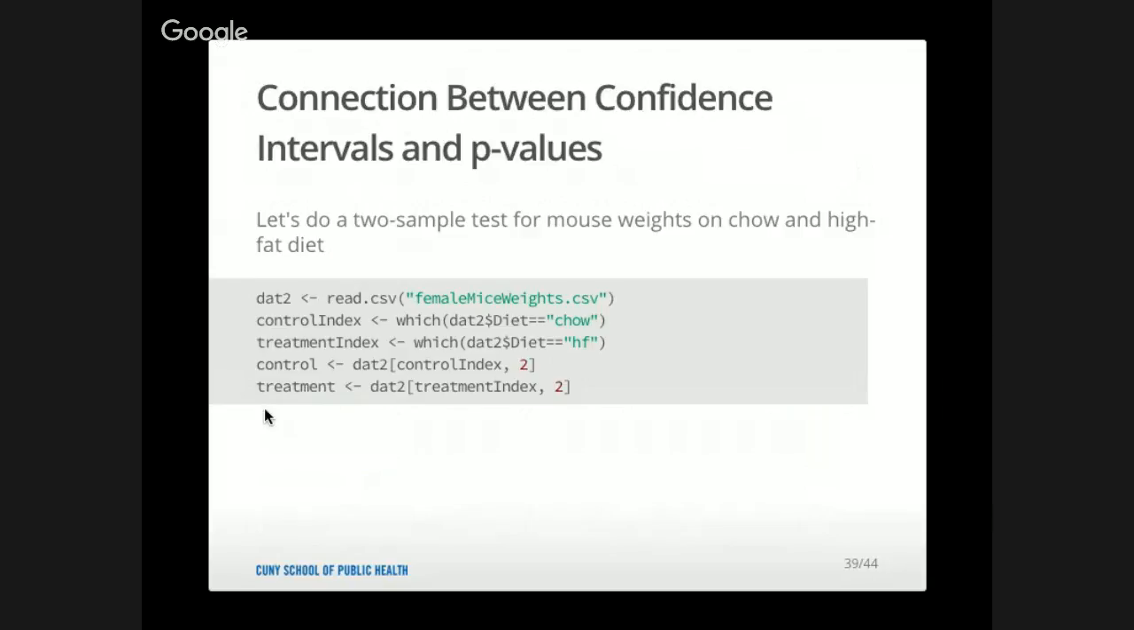So just to connect these two concepts, the confidence intervals and the p-values, let's take the mice who are on the chow diet and the high-fat diet. So we have two populations that have potentially different average weights. We're going to pull them out, make a control group from the chow diet and a treatment group on the high-fat diet.